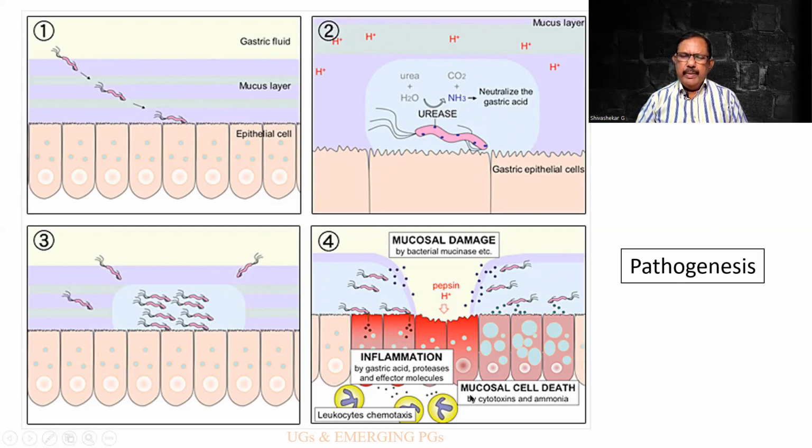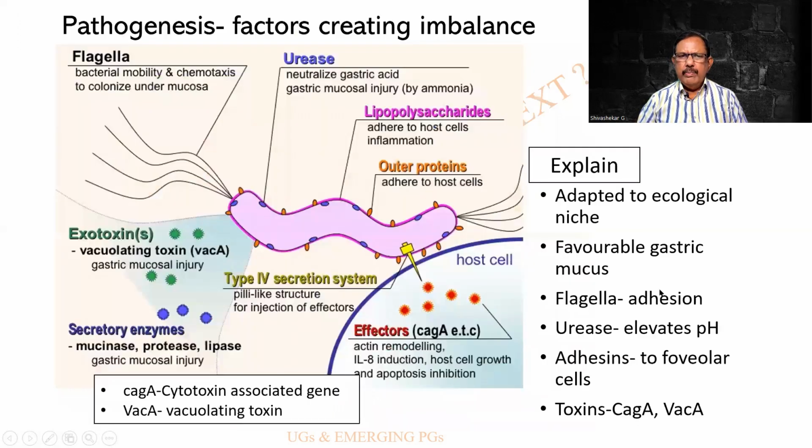And finally, there can be a death of the mucosal cells by means of the cytotoxins and the ammonia. So this is one picture we can have in a corner of our mind for the pathogenesis. This is a much more pertinent picture from the multiple choice question part of it.